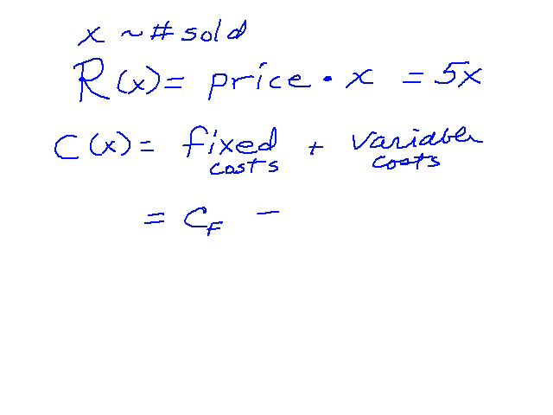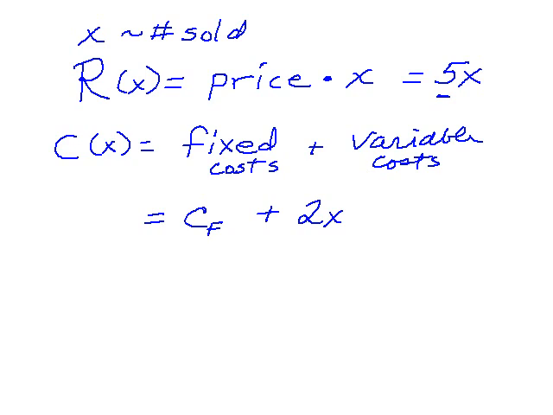Now the variable costs depend on the item. If you have to go out and buy this item you're selling for $5, and you buy it for $2, then the cost per item is $2. So the variable costs are 2X. It's the price that you have to pay for each item that you then go ahead and bill your customers for.